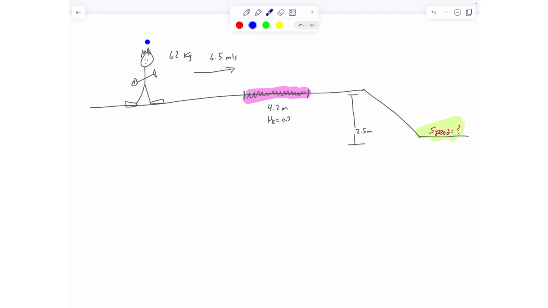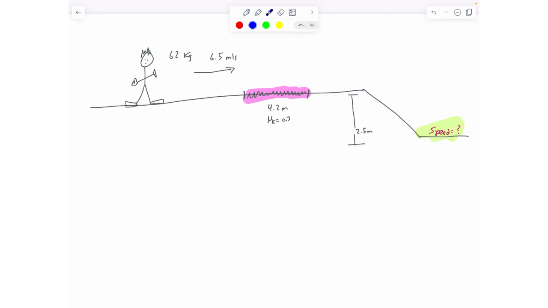Okay, so in this problem, we have a person here, and they're a skier. This kind of looks like some funny skis. And they're going in this direction to the right. This person has 62 kilograms. That's this person's mass. They're going 6.5 meters per second. And this place here is frictionless, so nothing is slowing it down.